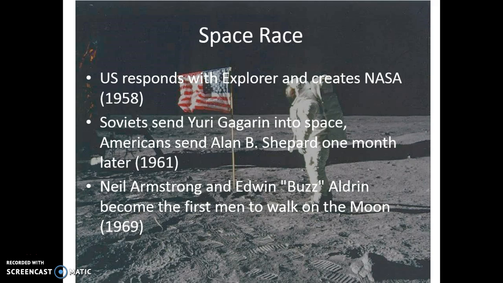The United States responds by creating NASA in 1958 and putting tons of money into education for science and technology and math to try to train the next generation to be the future engineers and astronauts. The Soviets upped the ante in 1961 when they send Yuri Gagarin into space, and the United States responds by sending Alan Shepard into space 1 month later. And these guys are just basically orbiting the planet in a space capsule, not landing on anything or exploring anything. It's not until 1969 that the United States is finally able to land men on the moon and return them safely home.